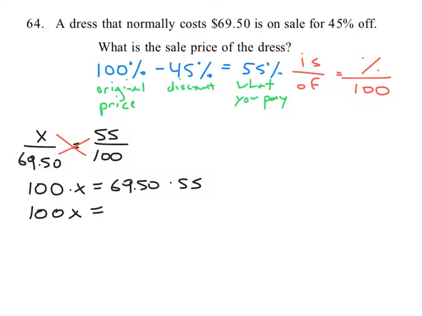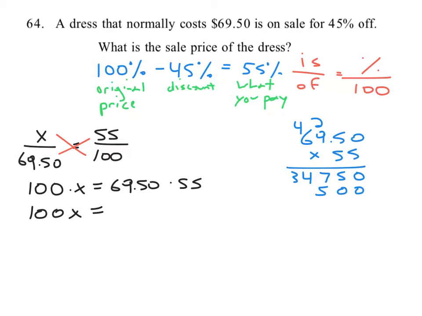equals, and I'm not sure what this number is, so I'm going to calculate it over here on the side. Let's see. Times 55. 5 times 0, 0. 5 times 5, 25. Carry the 2. 5 times 9, 45. Plus 2, 47. Carry the 4. 3 times 6, 30. Plus 4, 34. 0 placeholder. And now we do the same thing again. 5 times 0, 0. 5 times 5, 5. Carry the 2. 5 times 9, 45. Plus 2 is 47. Carry the 4. 5 times 6 is 30.